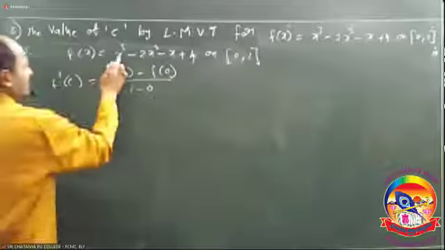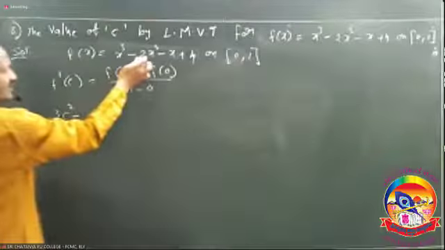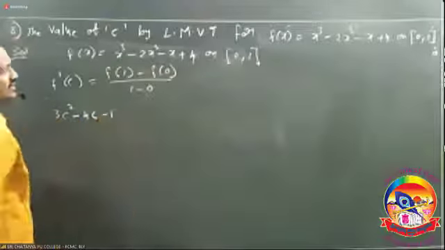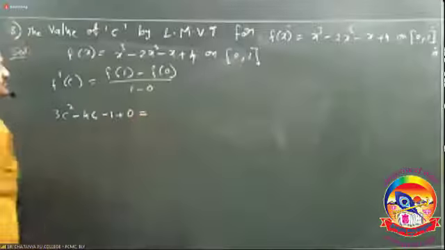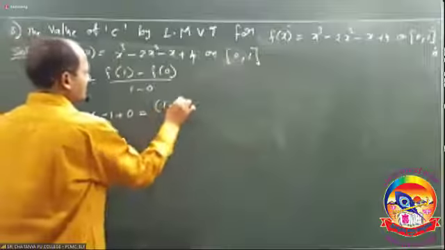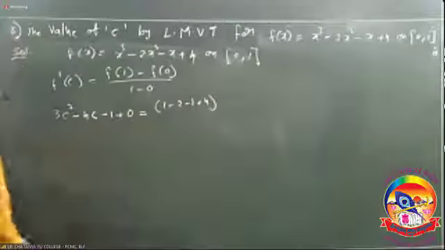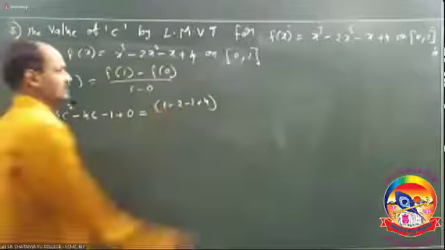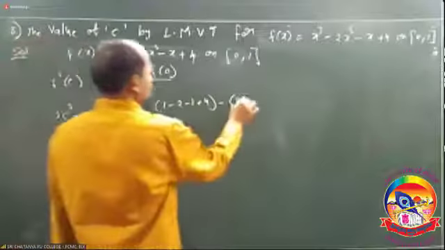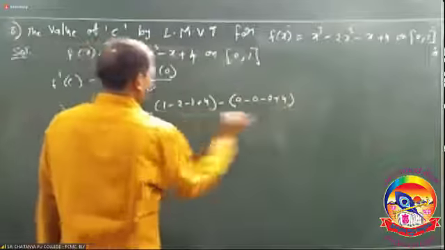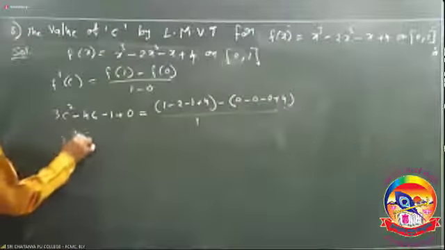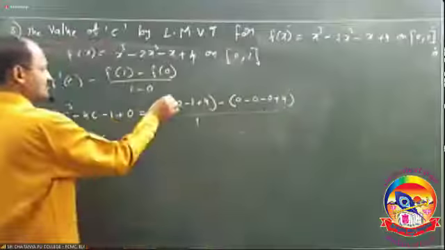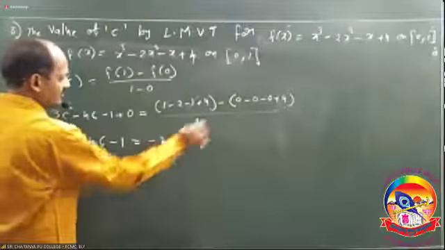So f dash, the derivative of x cube, is 3x square. The derivative of 2x square is 4x. The derivative of x is 1. The derivative of 4, a constant, is 0. Then find f of 1. It is 1 minus 2 minus 1 plus 4, minus f of 0, which is 4, divided by 1. So it is 3c square minus 4c minus 1 is equal to, 4 minus 4 removed, 1 minus 1 removed. On the RHS we get minus 2.